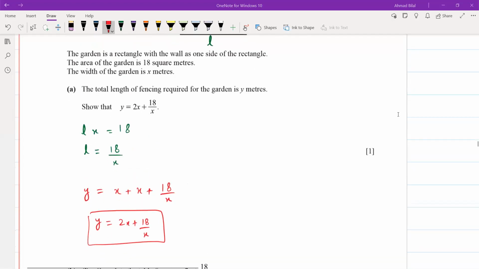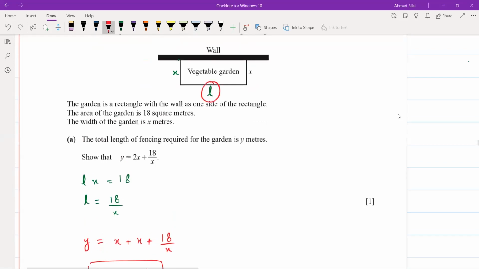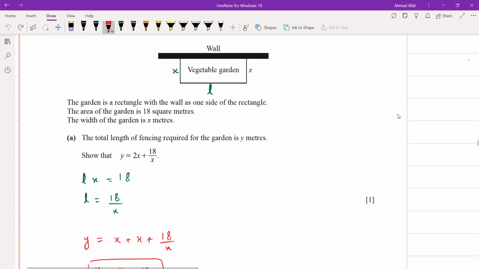Okay, so last part of A. So you understand how we calculate the length, right? Now y represents the total length of fencing that is required. So basically you have this vegetable garden, and it is fenced on all sides. On one side we already have a wall. We don't have to fence that. So all we are doing here is adding the other three sides, because there's fencing required here, here, and here, right? So what is the remaining length? You've got x here, you've got L here, and you've got x here.